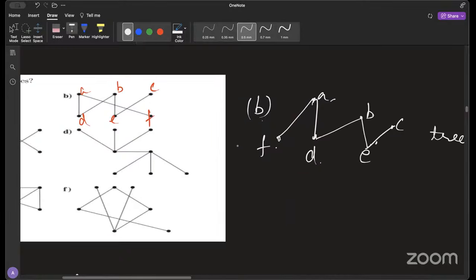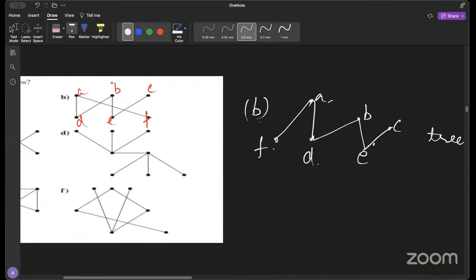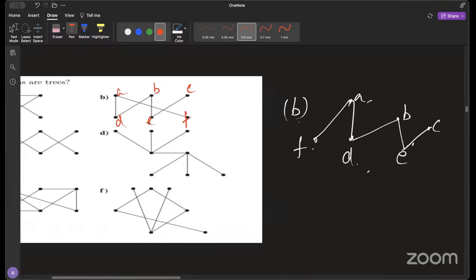Can you show this thing? We have redrawn this one. That's it. So this is a tree as well.